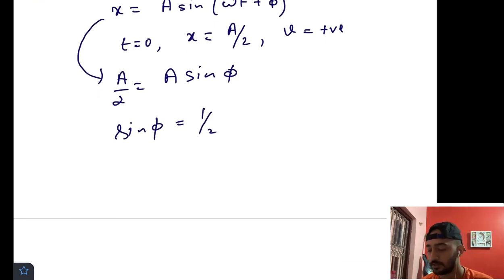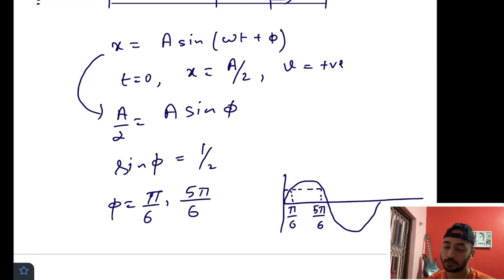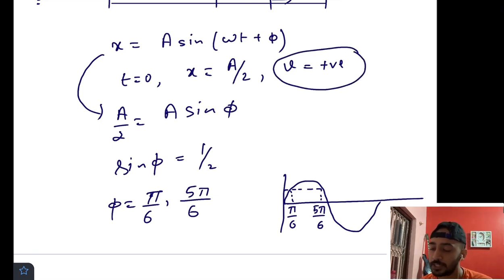As you know, the graph of sine looks something like this. For half there can be two values of phi: one would be pi by 6, and the other pi minus pi by 6, that is 5 pi by 6. So we have two values of phi. Now you must be thinking which one of these two values would be our correct value of phi. For that we need to check the velocity.